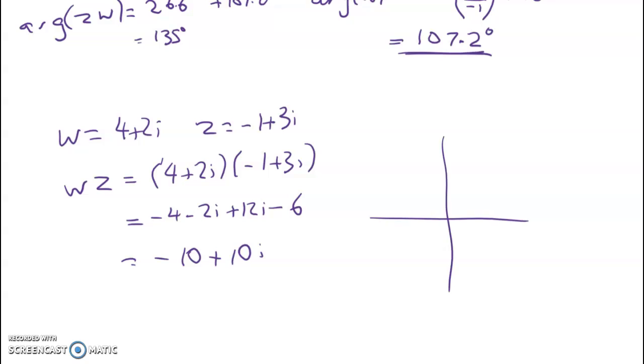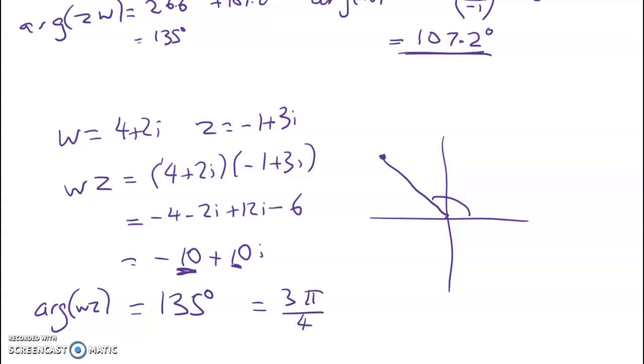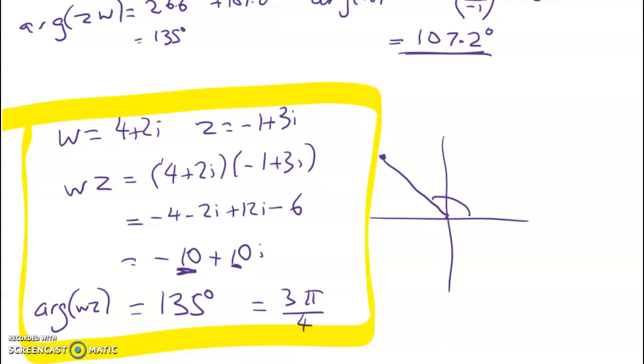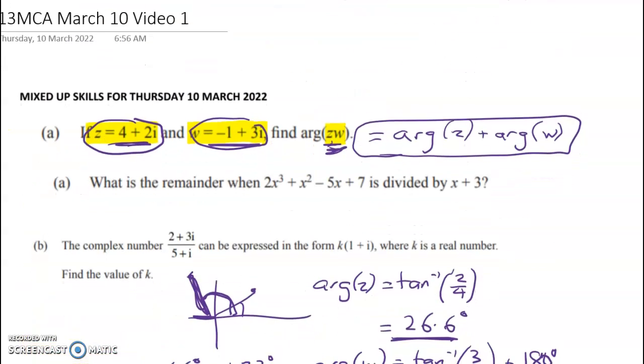And so we can just put a dot out here, negative 10 plus 10i, and we can see straight away that the argument of that, because these are equal, is going to be 135 degrees, or if you're working in radians, 3 pi on 4. Okay, so that's the first question. And just to be really clear, if I had been doing this in the exam, this is the method that I would have used. Right, the next question is a very fast one.